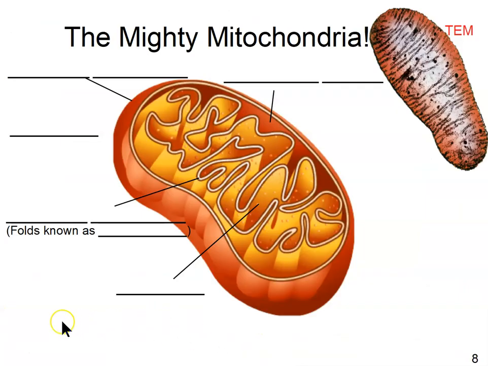And what's going on in the mitochondria? So what we're going to do here is identify all the different structures of the mitochondria and which parts of aerobic cellular respiration are taking place in each structure of the mitochondria.